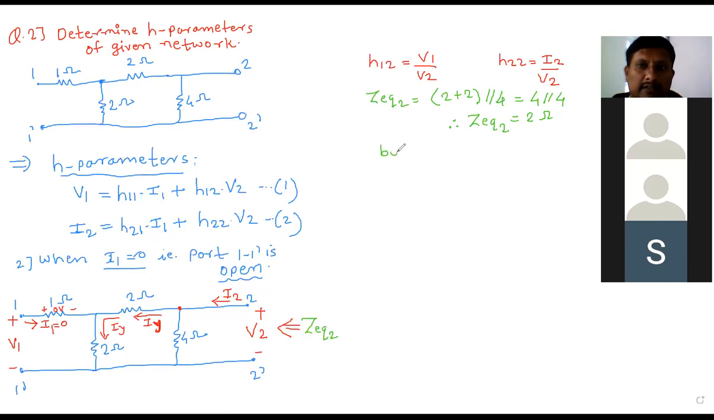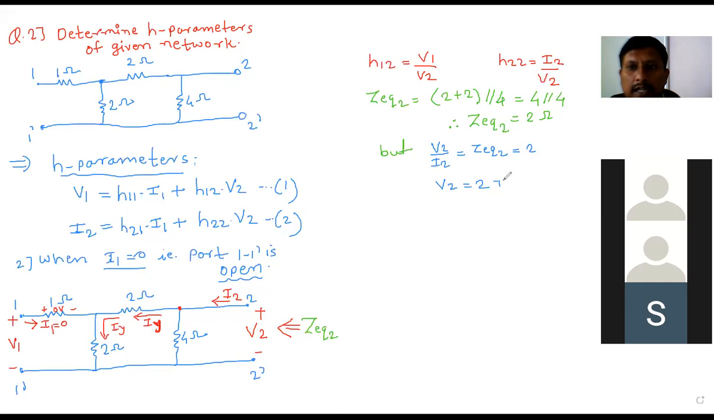Okay, but what is Z equivalent 2? V2 upon I2 is equal to Z equivalent 2, that is equal to 2. So V2 is equal to 2 into I2. So this is equation number 5. But we want I2 upon V2.